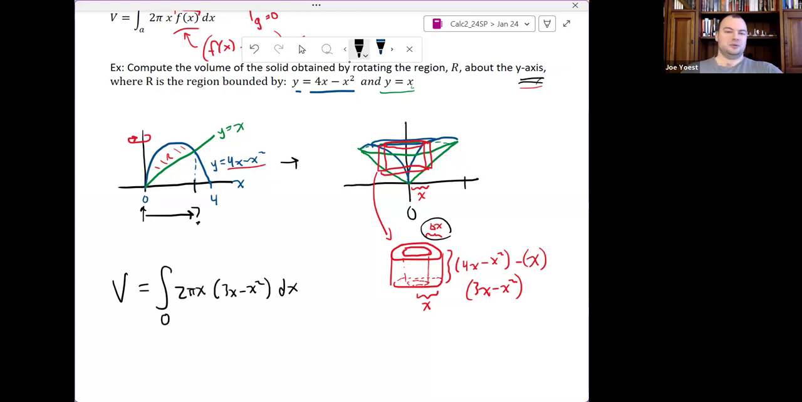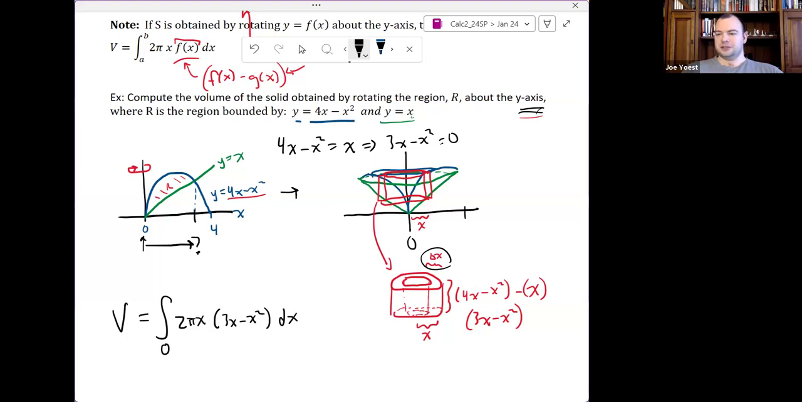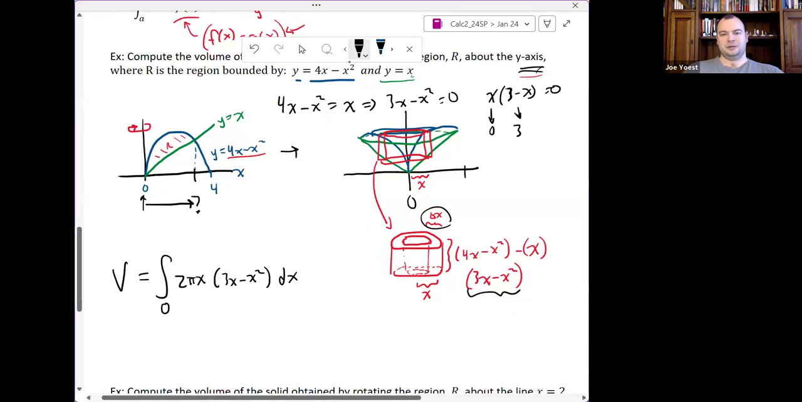And how do I figure out what this is? Well, I set the two equal to one another. 4x minus x squared equals x. 3x minus x squared is 0. Or just when this height here reaches 0, when the height of the shells reaches 0, that's when we've added the last bit of shell that we need to add. Or this is x times 3 minus x is 0. So clearly x equals 0 or 3. So we start adding shells at x equals 0. We continue adding shells until we get out to 3.